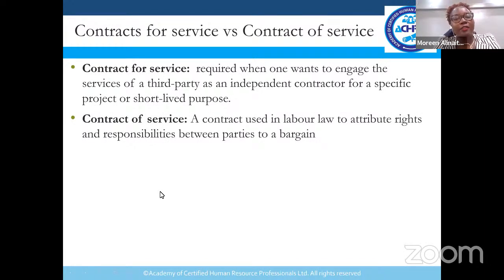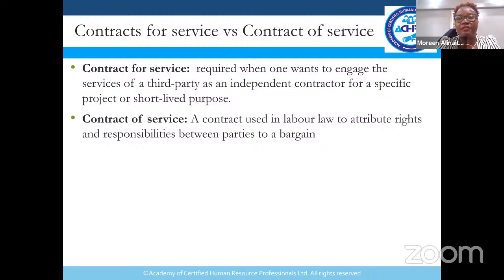So a contract for service is required when one wants to engage the services of a third party as an independent contractor for a specific project or a short-lived purpose. We can have examples of this. For example, when you want to construct your house, most times you will not have employees do it. You'll have a private contractor who you give the plan for your house. Then they give you the requirements. They also tell you within which period of time they'll have finished constructing your house.